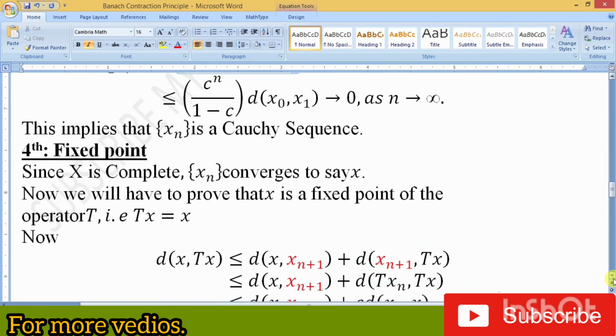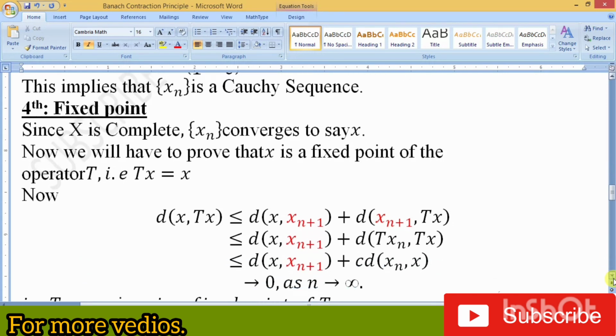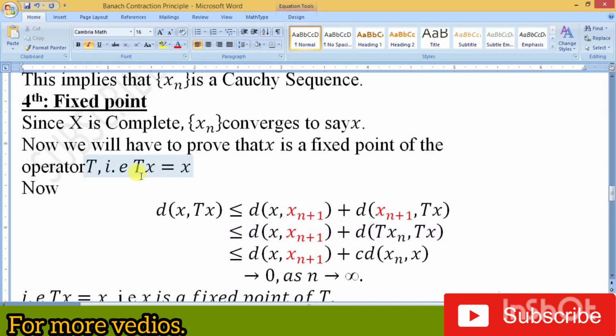Now we proceed to the fourth step, the fixed point, T of x equals x. We write it in distance form: the distance function of x and Tx is less than or equal to the distance function of x and xn+1, plus the distance between xn+1 and Tx. Here we again apply the third property of a metric space, the triangular inequality.